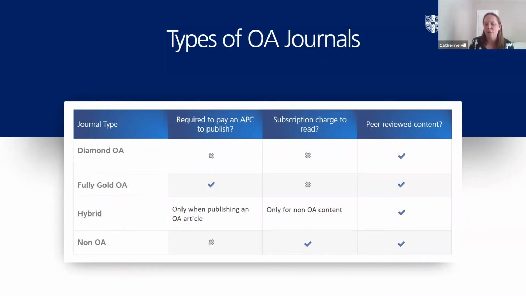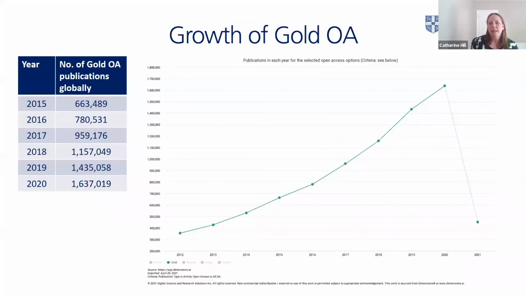Importantly, you'll notice that each of these journals listed has the peer-reviewed content column ticked. So regardless of the journal model, peer review is an integral part of each of them. The standard and quality of peer review should not vary regardless of open access status of the journal. The next slide, please. And this slide is just really to demonstrate the growth of gold open access, and the data has come from the Dimensions database and shows the growth in gold open access content in recent years, with over 1.6 million gold open access articles published in 2020.